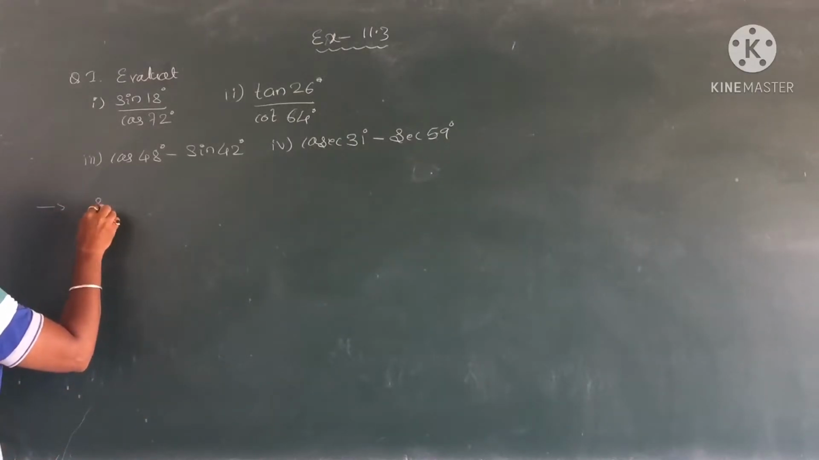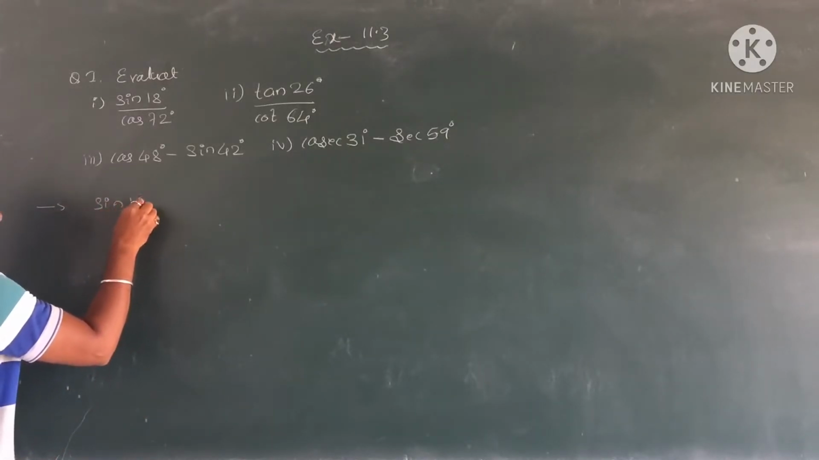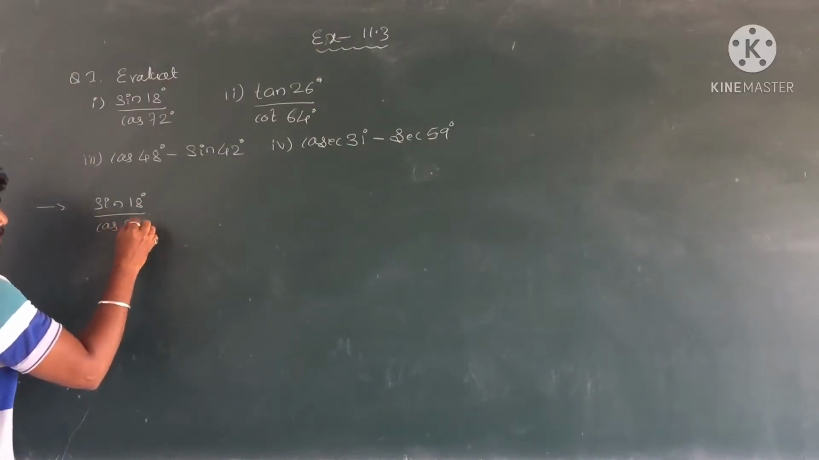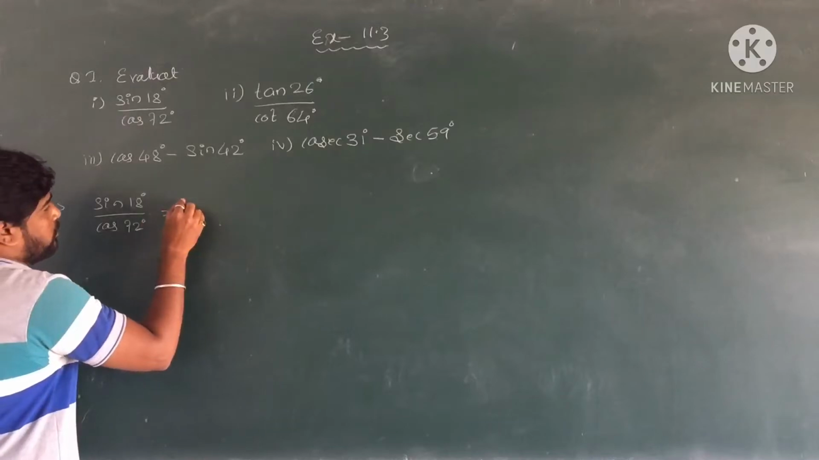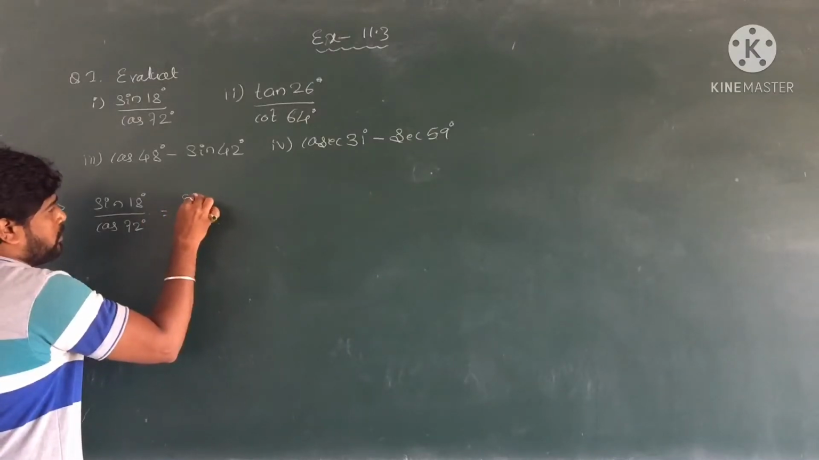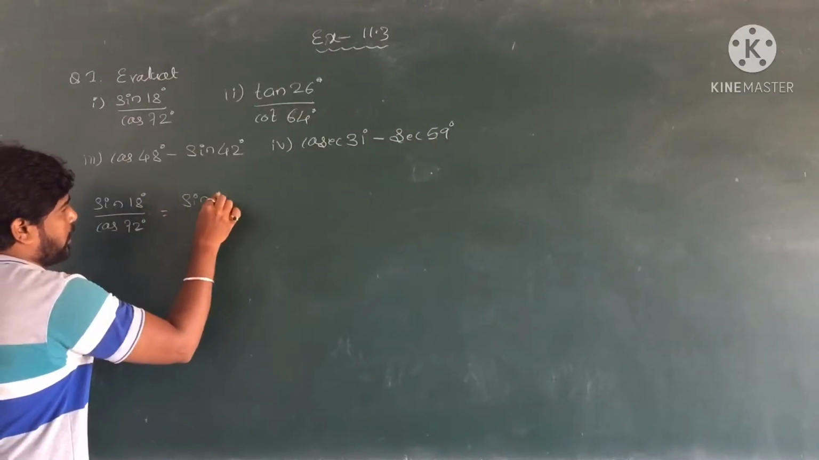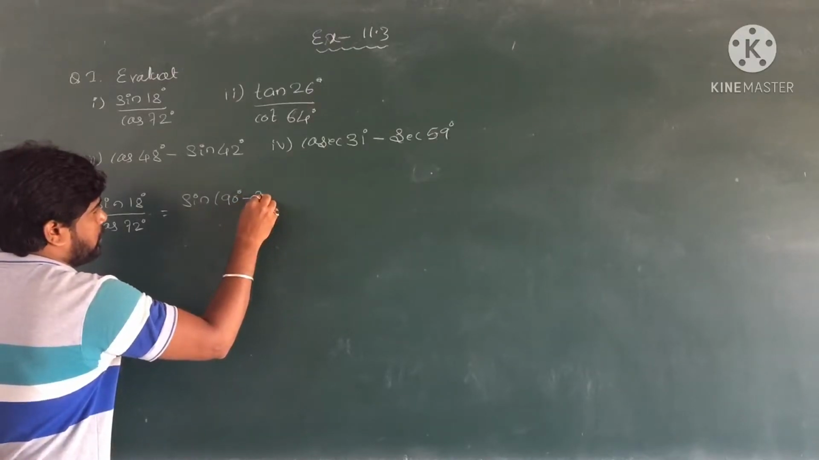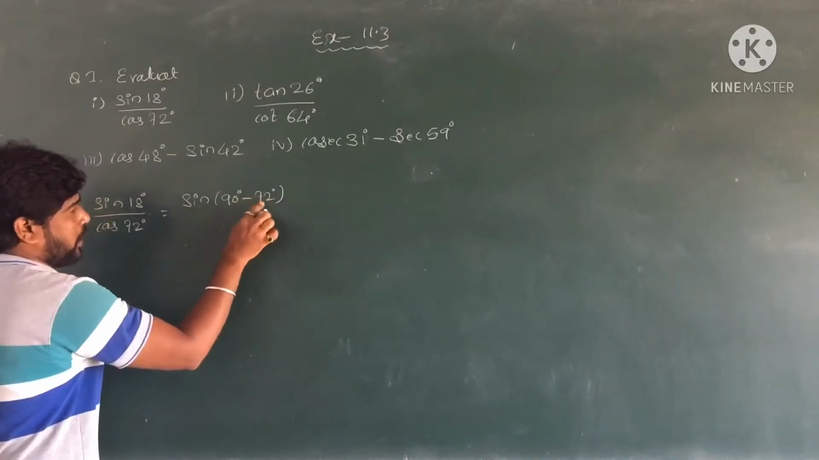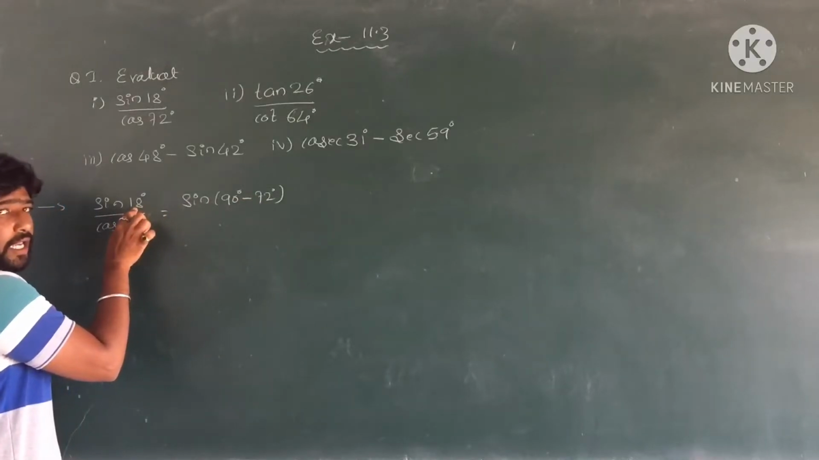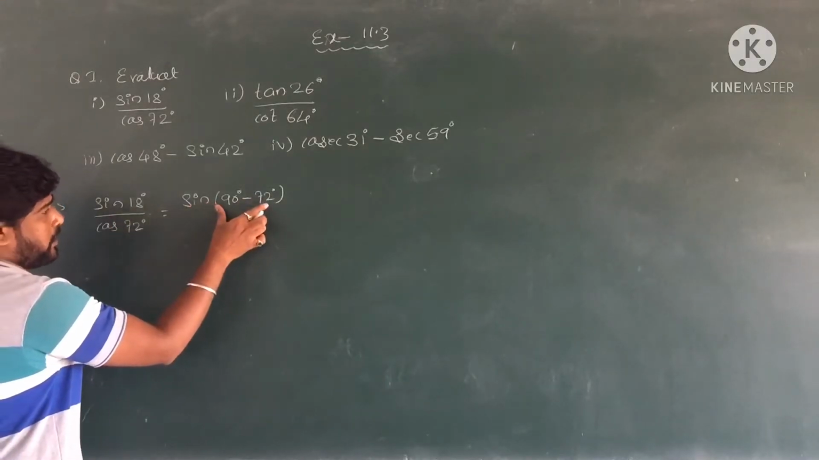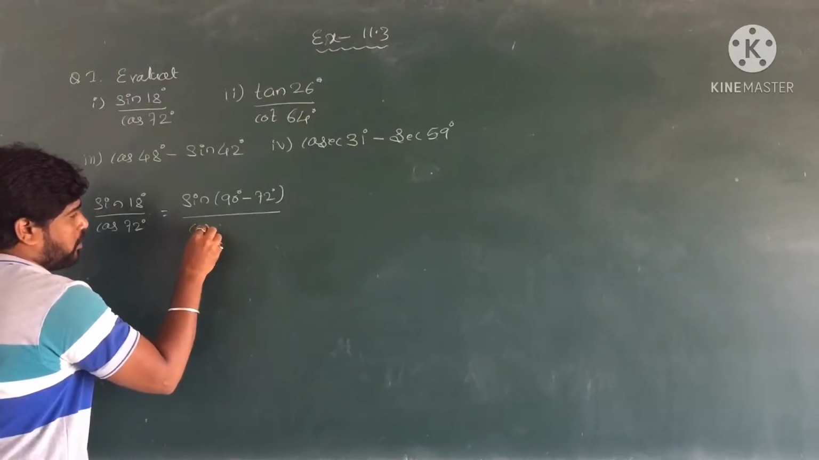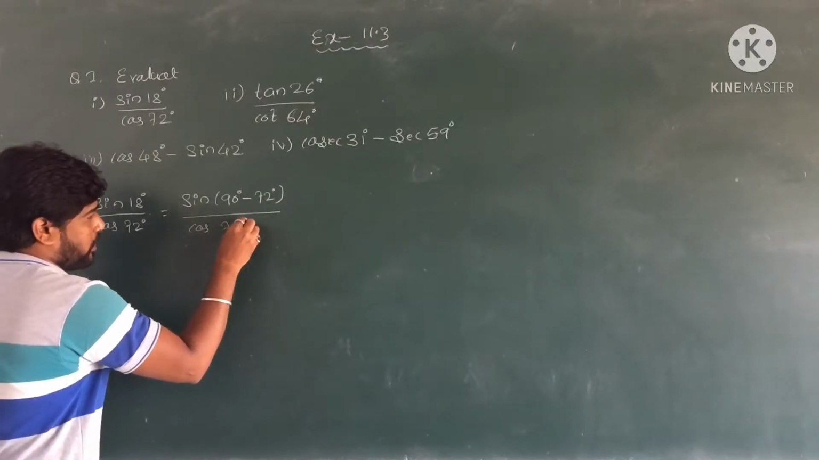So what is given here? Sin 18 divided by cos 72. First, here we write the sin 18 as sin of 90 minus 72. So 90 minus 72 we get 18, right? This 18 we rewrite as 90 minus 72. This is divided by cos 72 as it is.